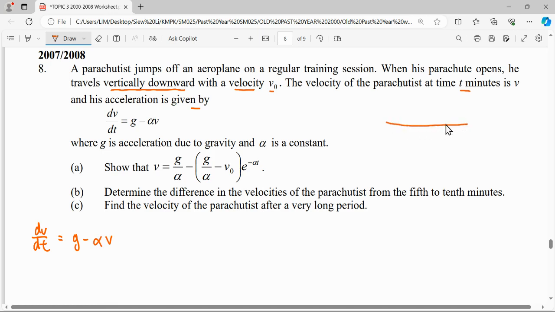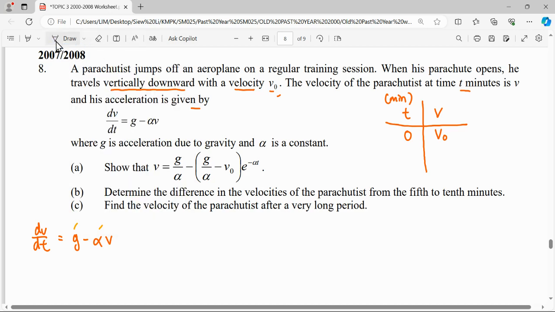So your story here involves two quantities. One is t, one is your velocity. At the beginning, t naught, your velocity will be v naught. The t here is referred to the minute. g is the acceleration due to gravity, and alpha is a constant. So g and alpha are constants, and your variable here is only v.